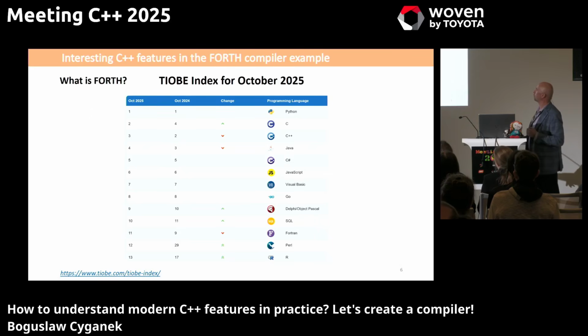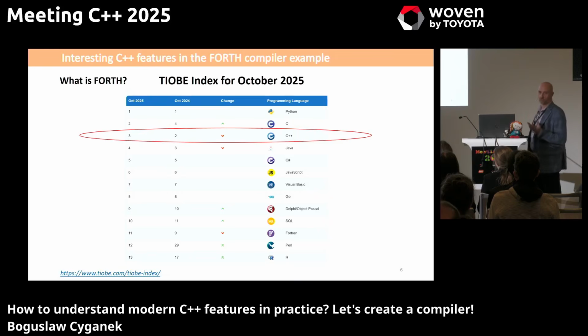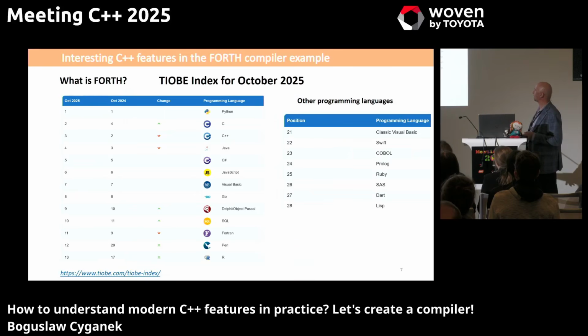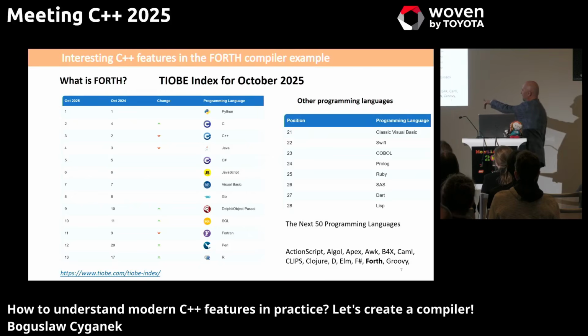And if we go to TIOBE, well, we are lucky in the first places. And when we go to another 50 languages, Forth is somewhere there. Okay? So it is on the list, but it is going down and down for many reasons.